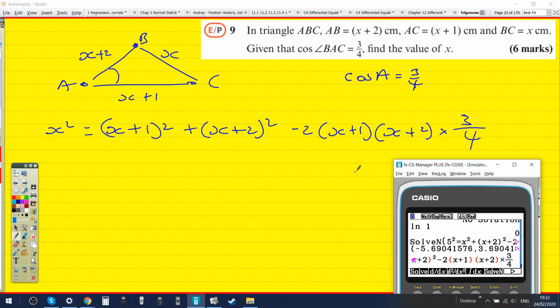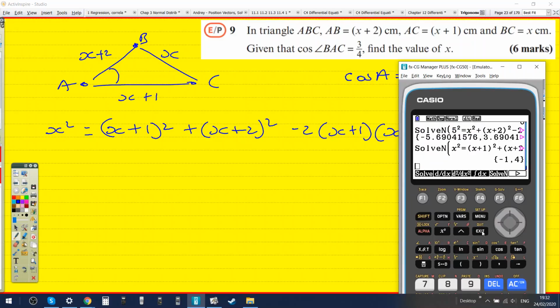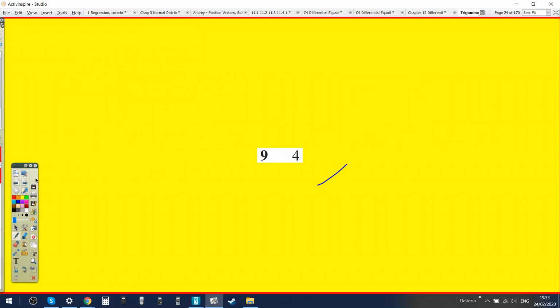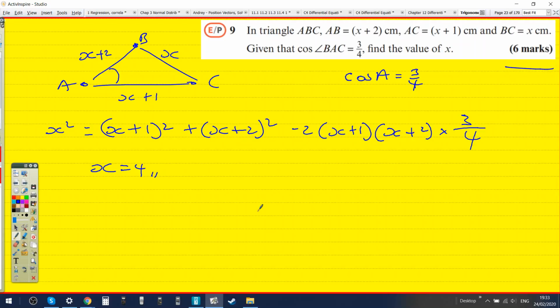So it gave me chord -1 and 4. And so, which is it? 4. X equals 4. X equals 4. Yay, 6 marks. Okay, any questions there? No.